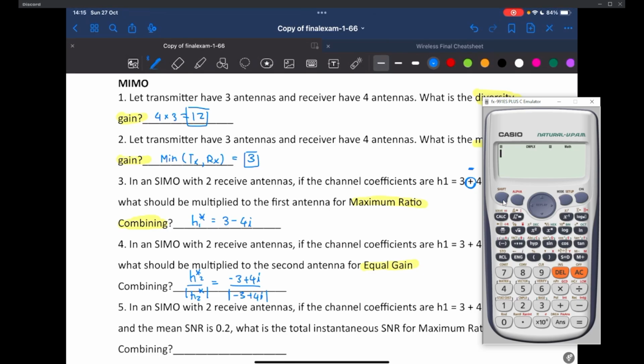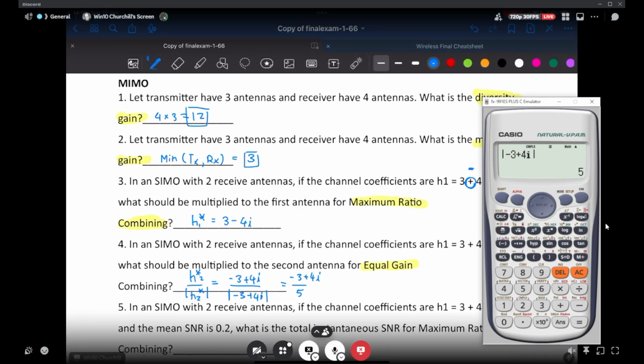To find the absolute value, just press shift and then absolute value. And then you put in -3 plus 4i. The i is that ENG key. And then you get 5. If you just do the absolute value by hand, you will get a different result. So this will be -3 plus 4i divided by 5, like that will be the result.